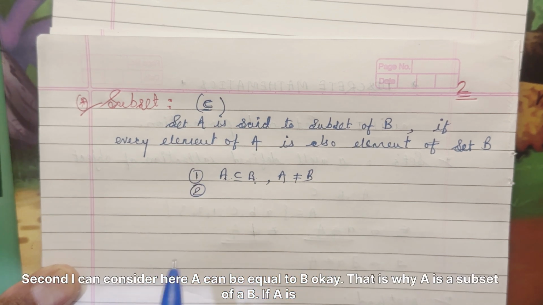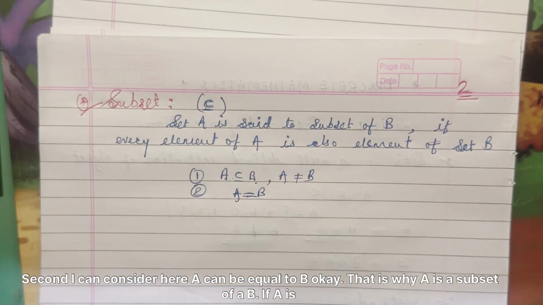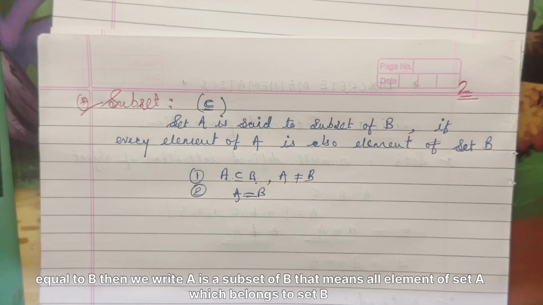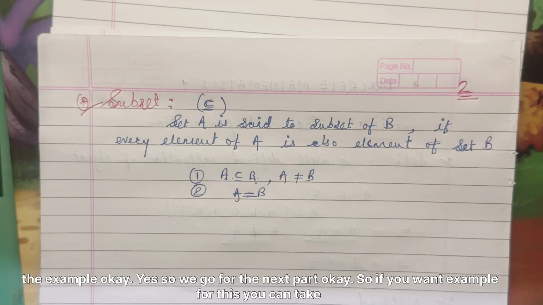Second, I can consider here A can be equal to B. That's why A is a subset of B. If A is equal to B, then we write A is a subset of B. That means all elements of set A belong to set B. That's why we call it a subset. So this is very easy, guys. I already explained with some examples. Okay, so we go for the next part.